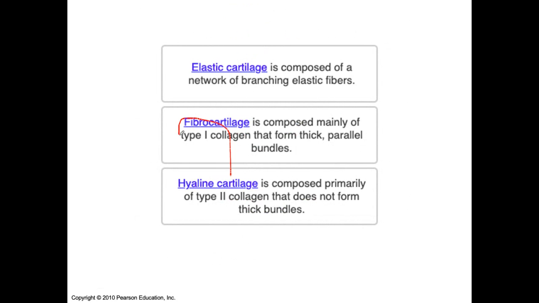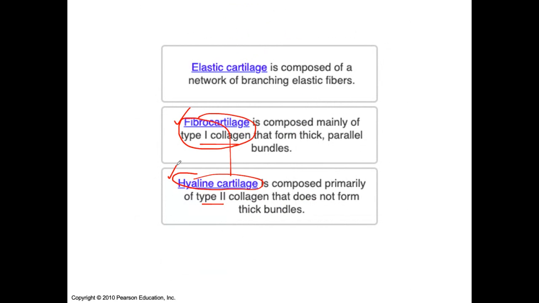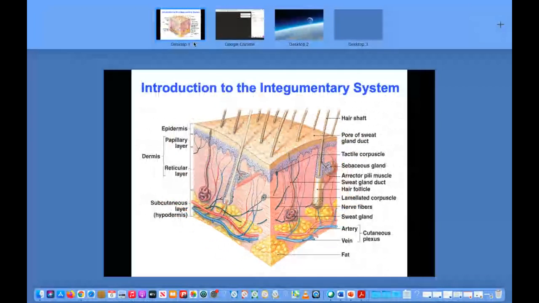Again, fibrocartilage, right there, type 1 collagen fiber, hyaline cartilage, type 2, just remember F comes before H, type 1, then type 2. And then elastic is the elastic fibers, elastic cartilage. Okay, when we come back, we will get into the skin, which is made up of the four types of connective tissue that we had spoken about.